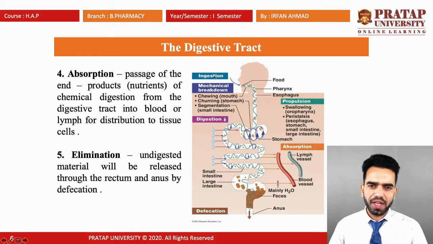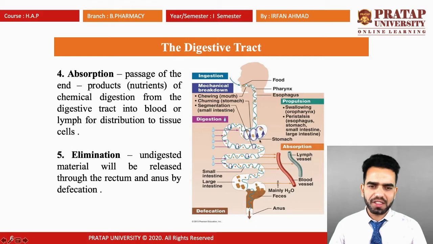Okay, so ingestion is taking of food into the mouth, then it's chewed with the help of the teeth, then it's mixed up with the help of the saliva, then it goes into the esophagus, from there it goes to the stomach where digestion takes place. So mechanical digestion takes place here by the teeth and by the churning movements of the stomach.